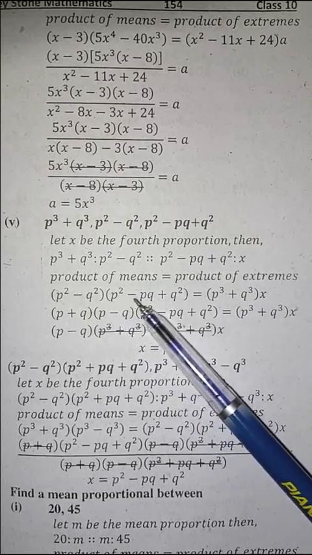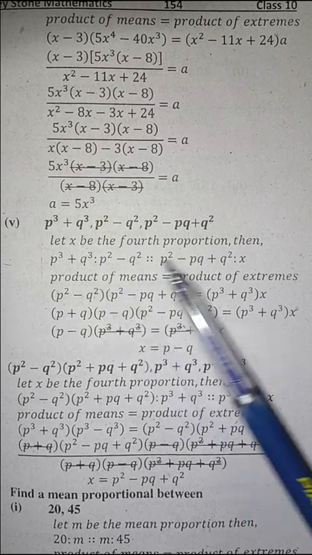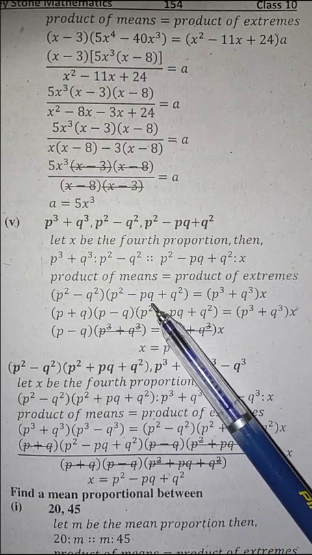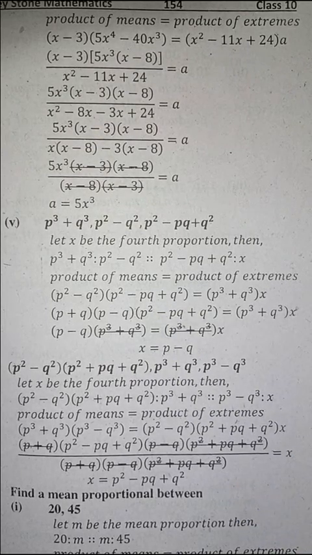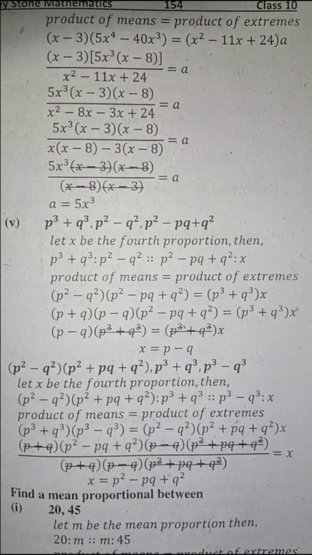So p square minus q square into p square minus p cube plus q square is equal to p cube plus q cube into x, and x is equal to p square minus q square into p square minus p cube plus q square over p cube plus q cube. By cutting and simplifying, we get x is equal to p minus q.